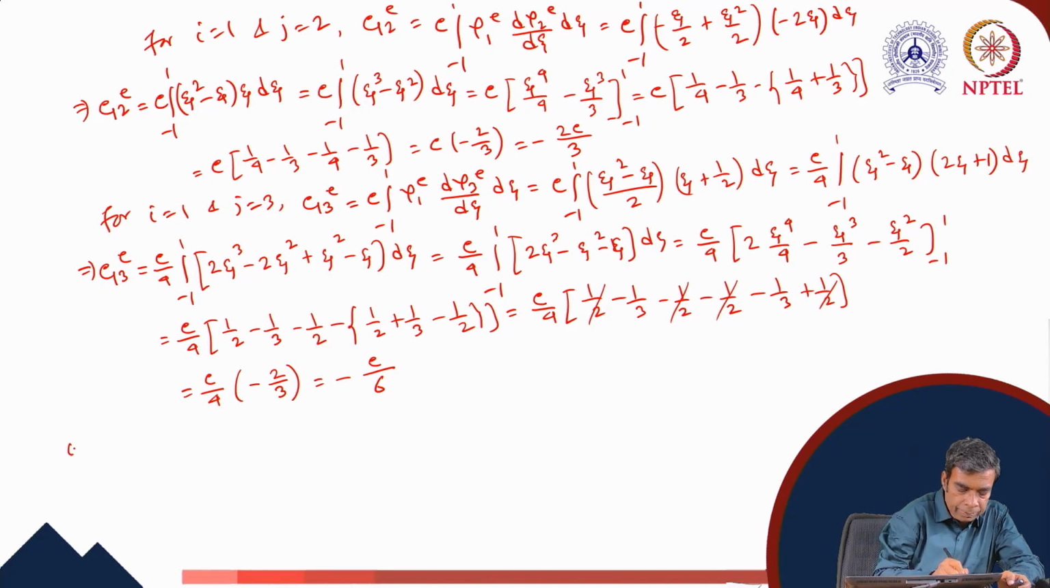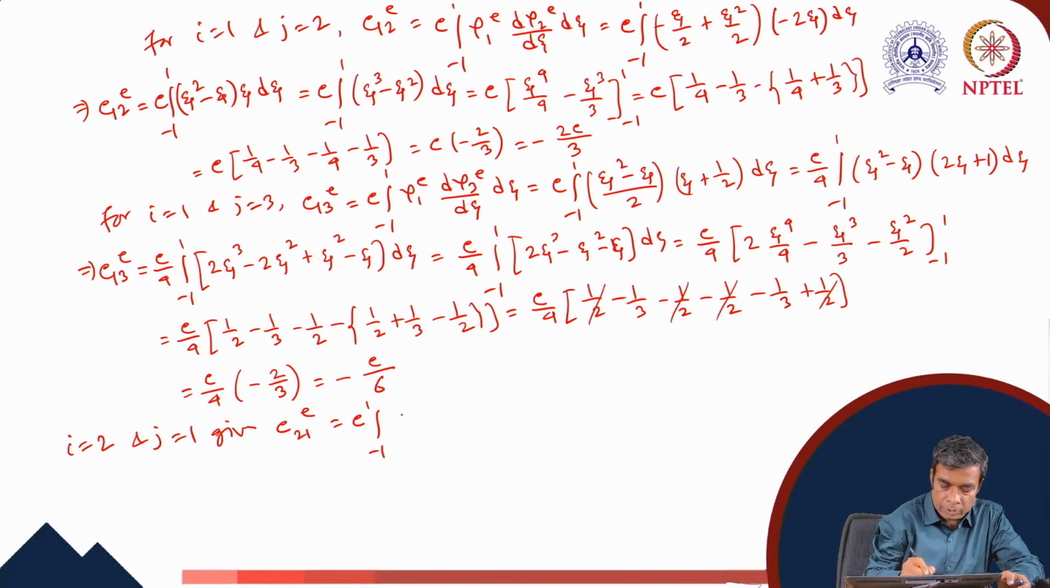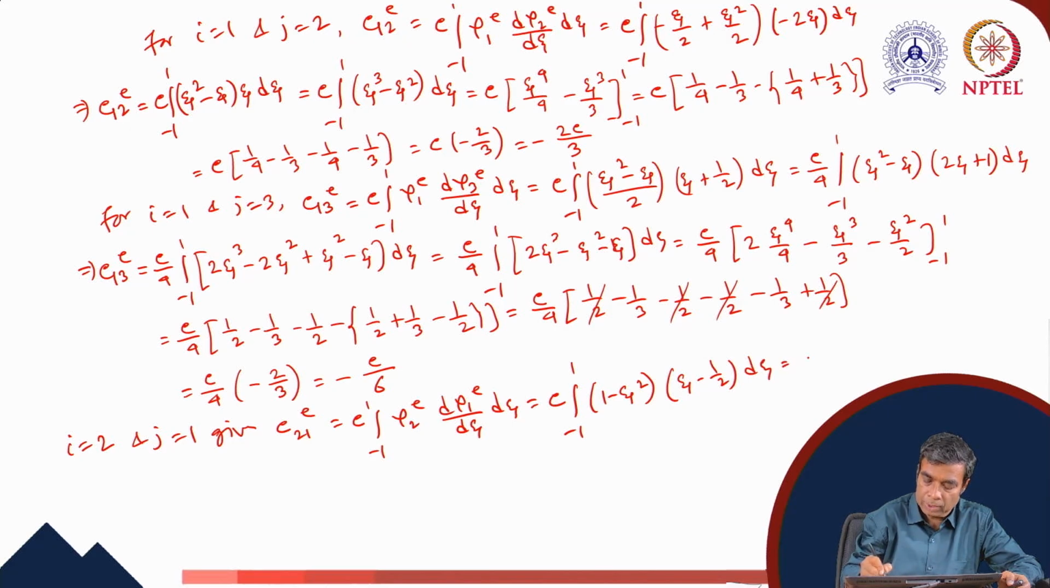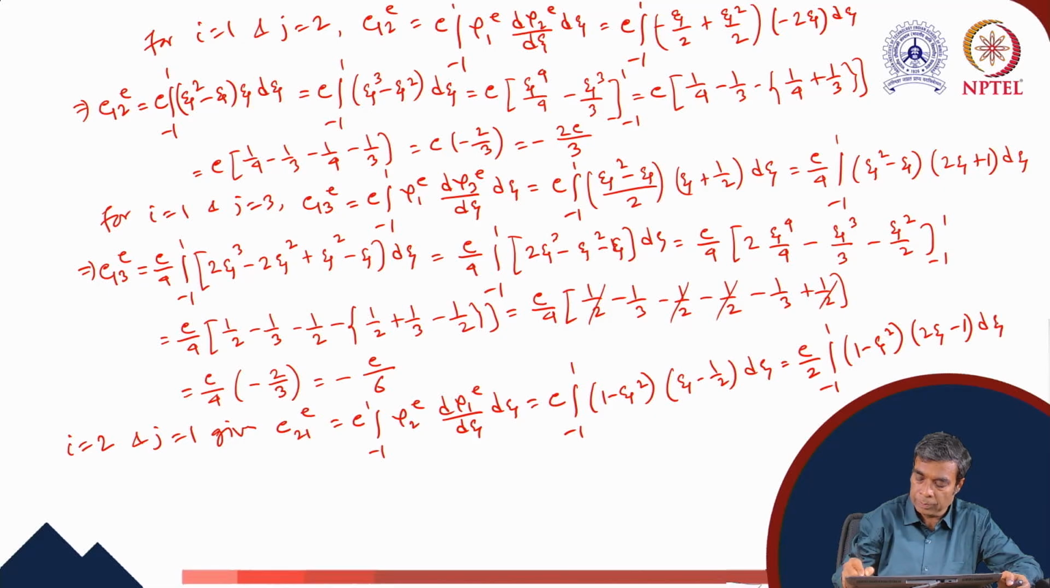So let us consider i equals 2 and j equals 1, which gives C21e equals c into integration from -1 to 1 of psi 2e d psi 1e d xi, equals c into integration from -1 to 1 of (1 minus xi square) into (xi minus half) d xi, equals c by 2 integration from -1 to 1 of (1 minus xi square) into (2 xi minus 1) d xi.